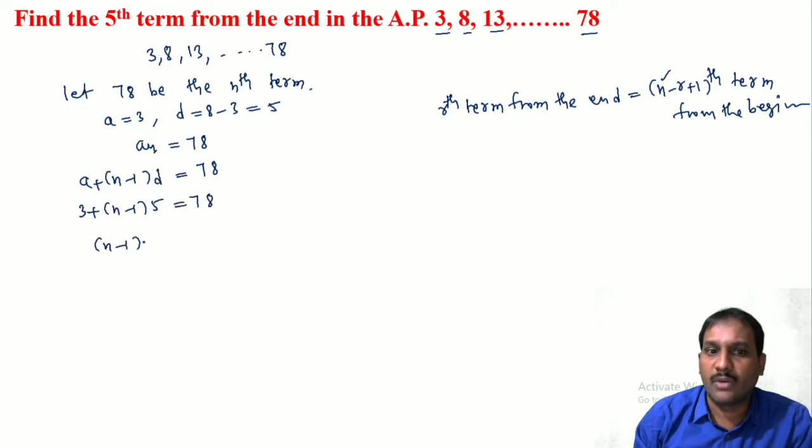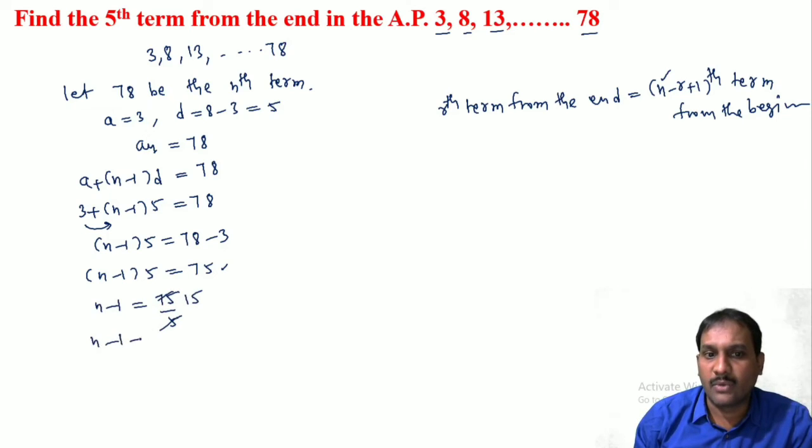A is 3, plus n minus 1 into d, which is 5, is equal to 78. So n minus 1 into 5 is 78 minus 3, transpose 3 to the other side. N minus 1 into 5 is equal to 78 minus 3, which is 75. So n minus 1 is 75 by 5. 5 ones are 5, 5 threes are 15. N minus 1 is equal to 15. N is equal to 15 plus 1. N is equal to 16.